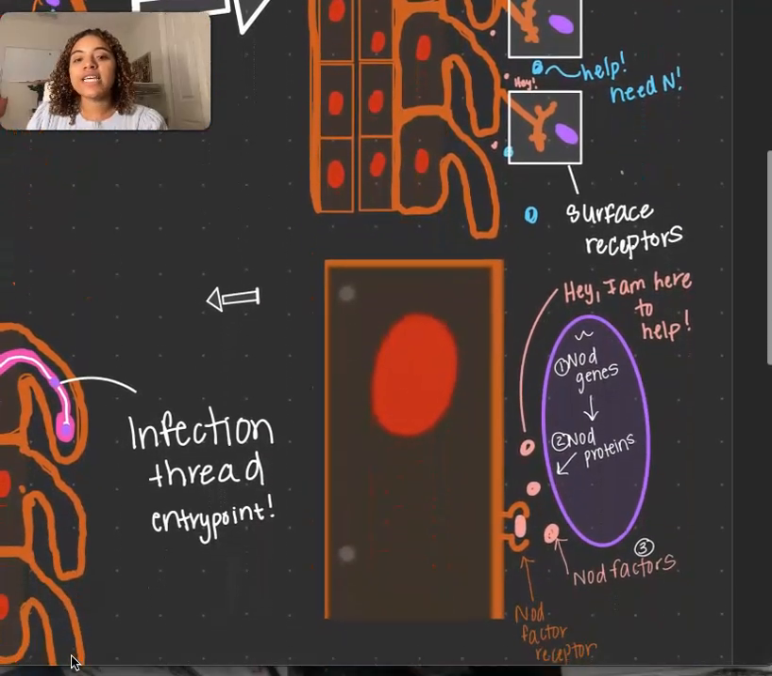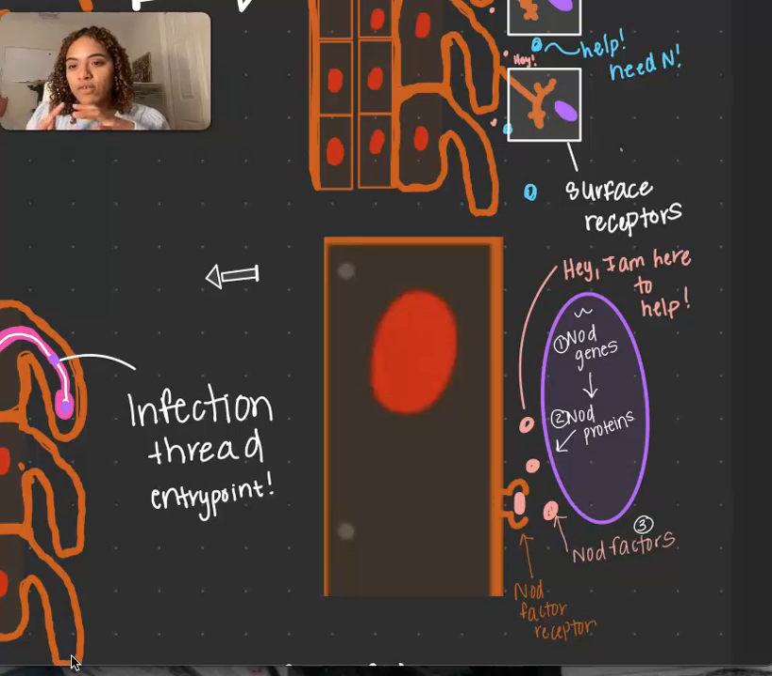And these cells, specifically those epidermal cells, have receptors called nod factor receptors. So the bacteria comes in, and within the bacteria, something is happening, which is transcribing and translating proteins called NOD proteins, which produce NOD factors. These NOD factors say, hey, I'm here to help. They interact with that NOD factor receptor, and everything starts from there.